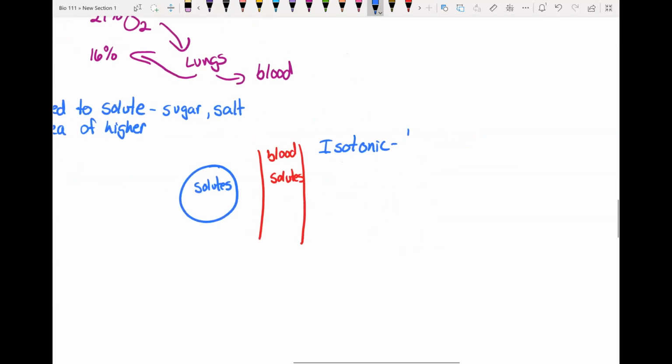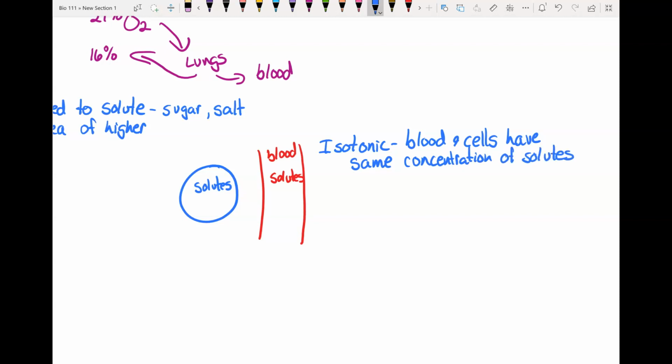Isotonic means that your blood and your cells have the same concentration of solutes. This means that there's no net movement of water. The water that's in your cells stays in your cells. The water that's in your blood stays in your blood. This is what you want.